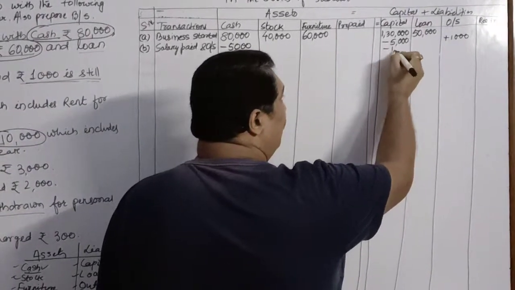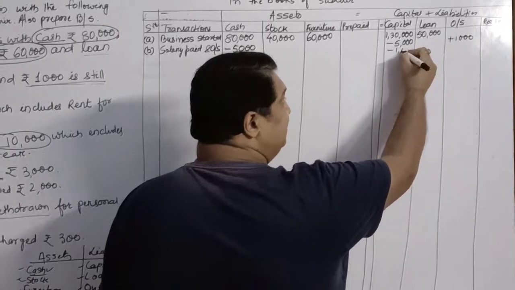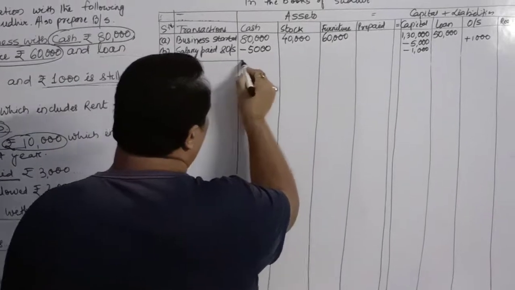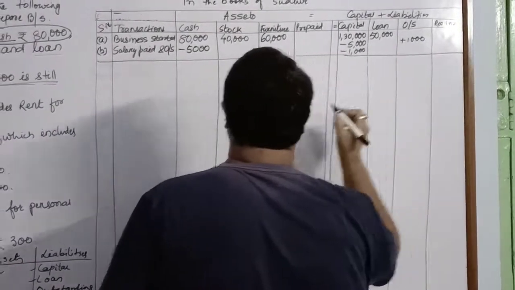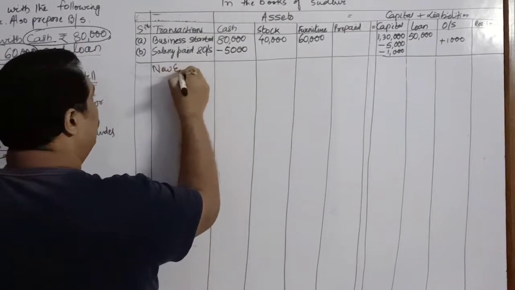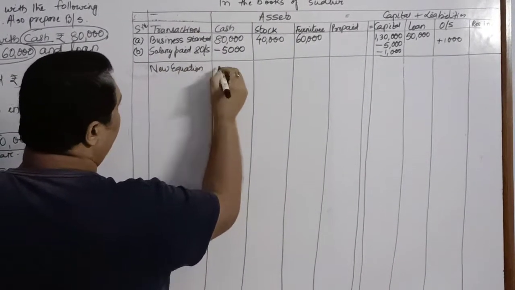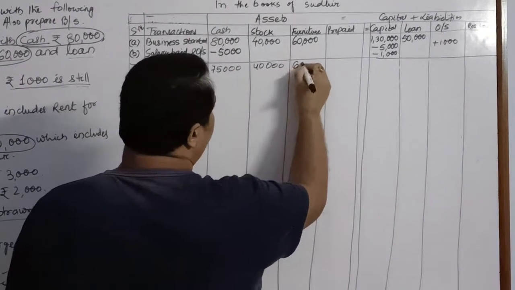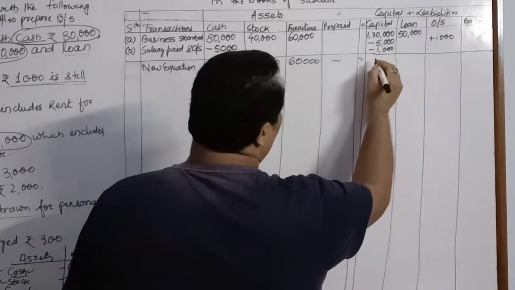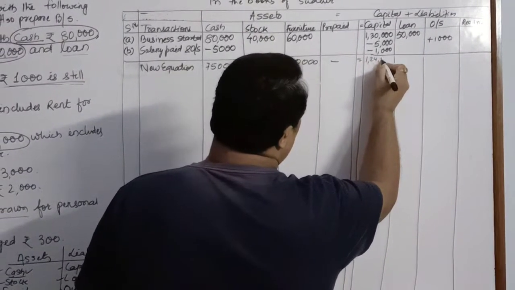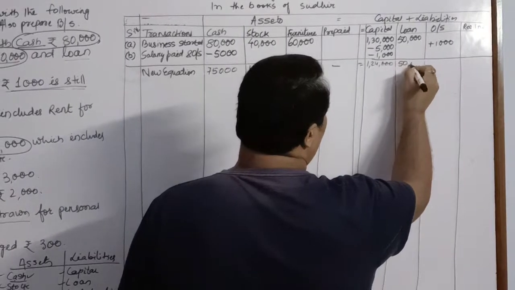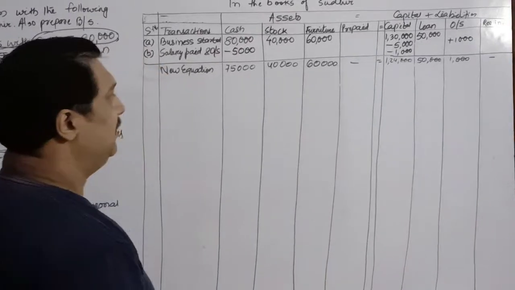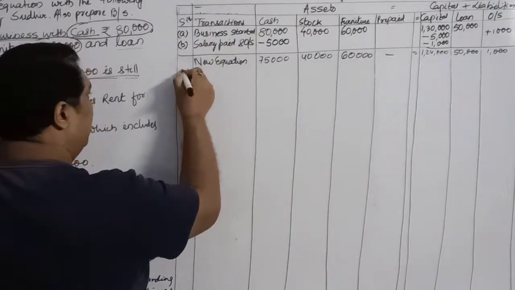But at the same time, what is not paid? Salary. What is that? It is an expense. So it will reduce my capital. After these two transactions, what is the new equation? We will write new equation. If you see, it is 75,000, stock 40,000, furniture 60,000, no prepaid, it is 1,24,000, 50,000 and 1,000. The total of both the sides are still the same. You can check it out.